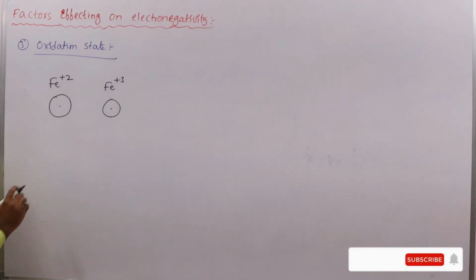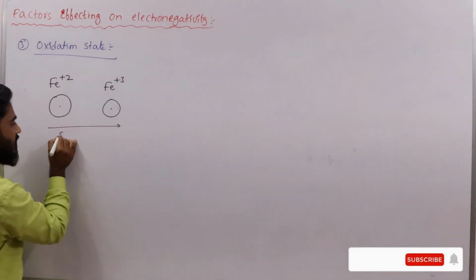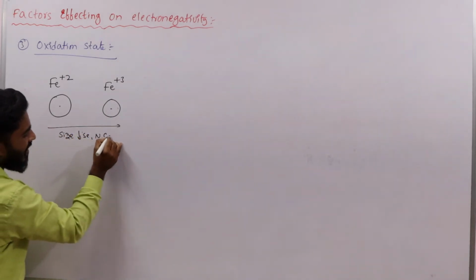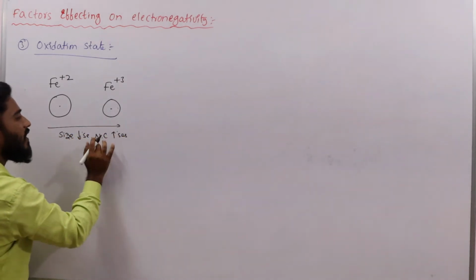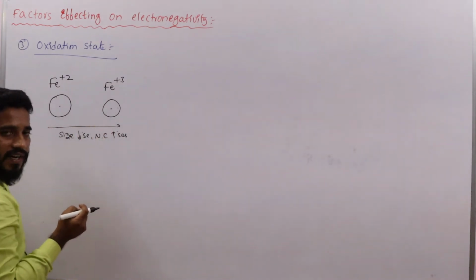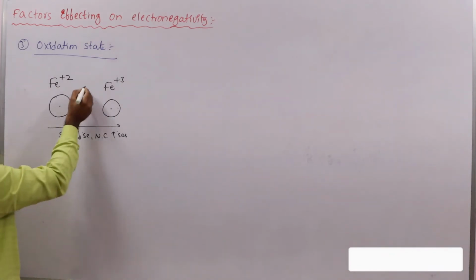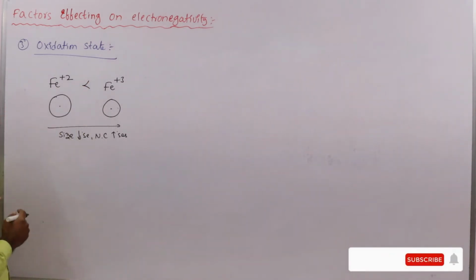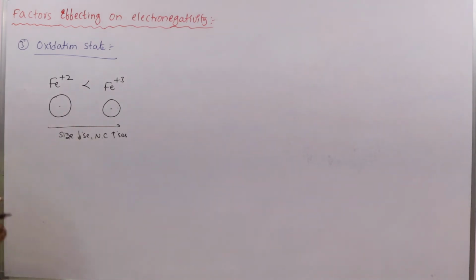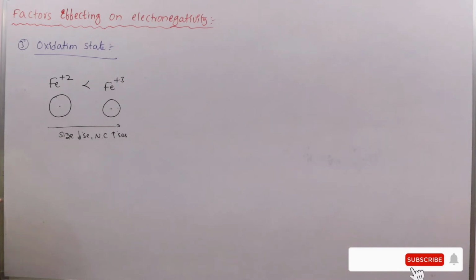As the size decreases, nuclear charge increases. When the nuclear charge increases, the attracting capacity for bonded electrons increases. So that's why we can say Fe+3 shows more electronegativity than Fe+2. What is the reason here? Because of small size and more nuclear charge.